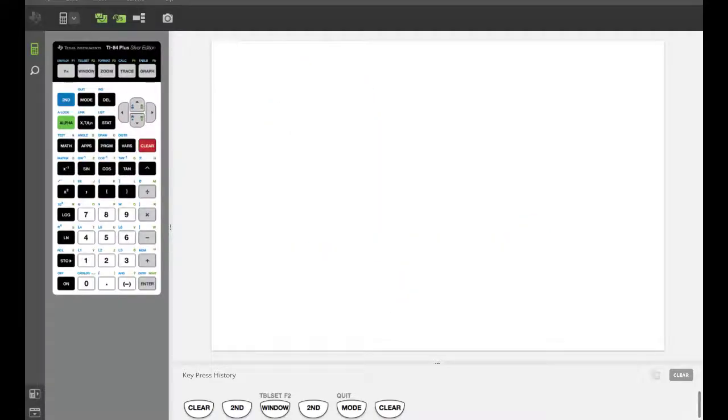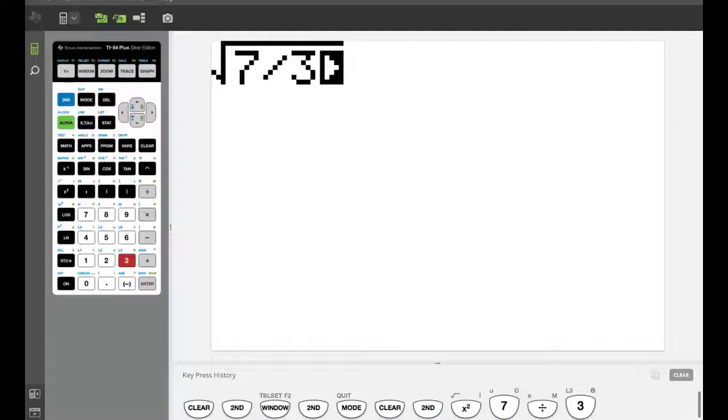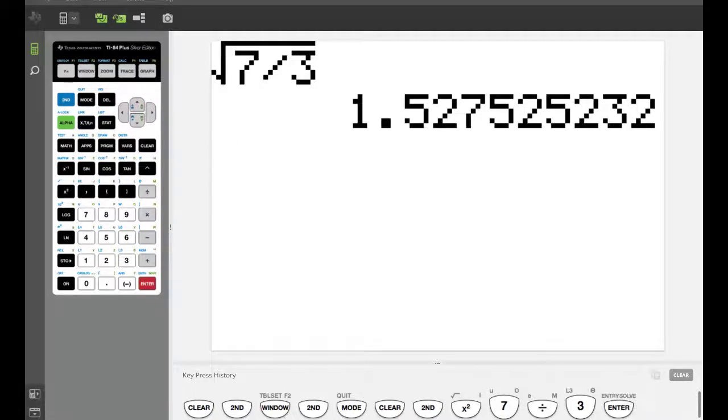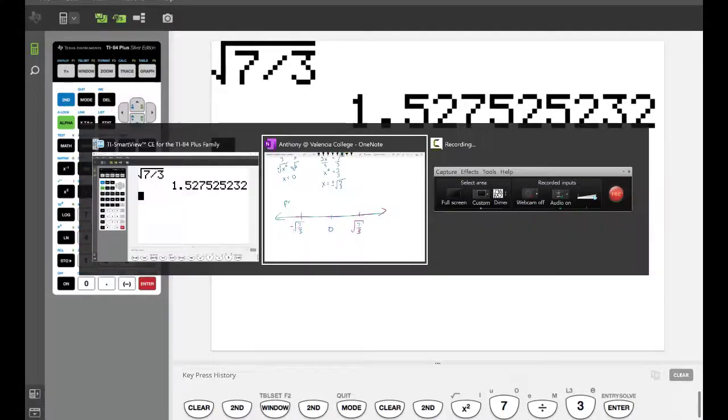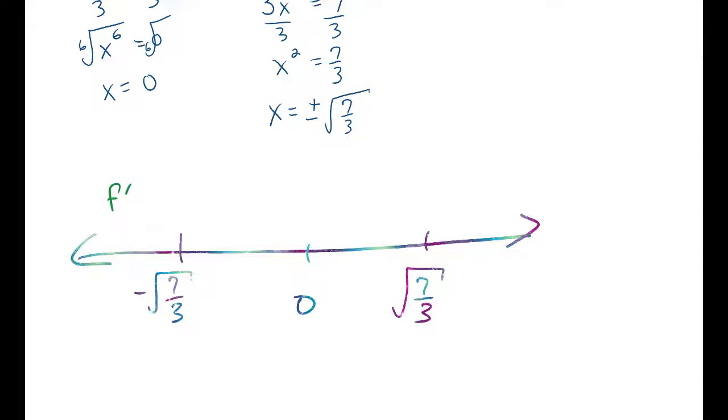So let's see here. The square root of 7/3 is 1.5, okay? So a -2 should do the trick for this left region. Let's go back. F prime of -2 should be an x value that's to the left of negative square root of 7/3. I'll plug that in a second. Let's go ahead and get all the representatives.